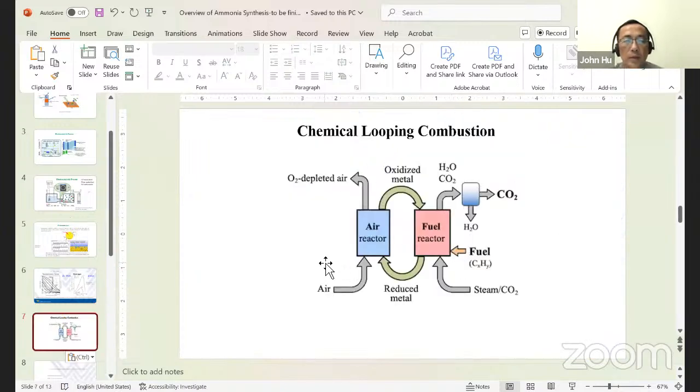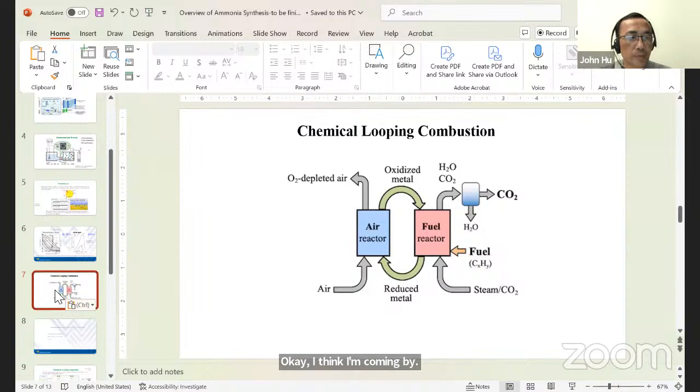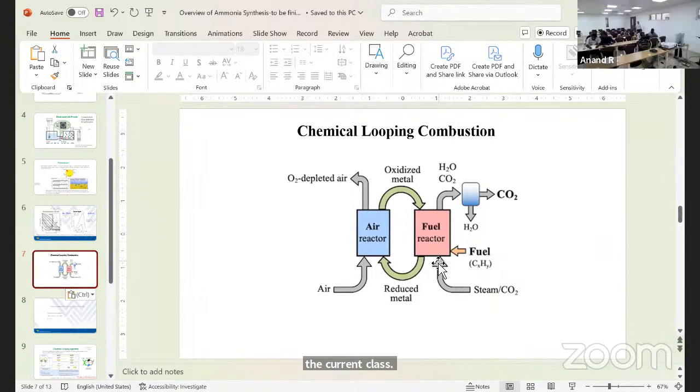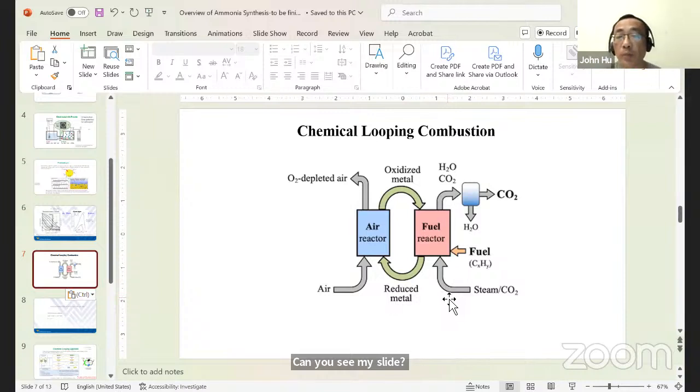Okay, I think I'm coming back. Let me share the slides again. Yeah, this for my the current class. Can you see my slide? Yes, Okay, so this is basically it's an illustration of a chemical looping process.